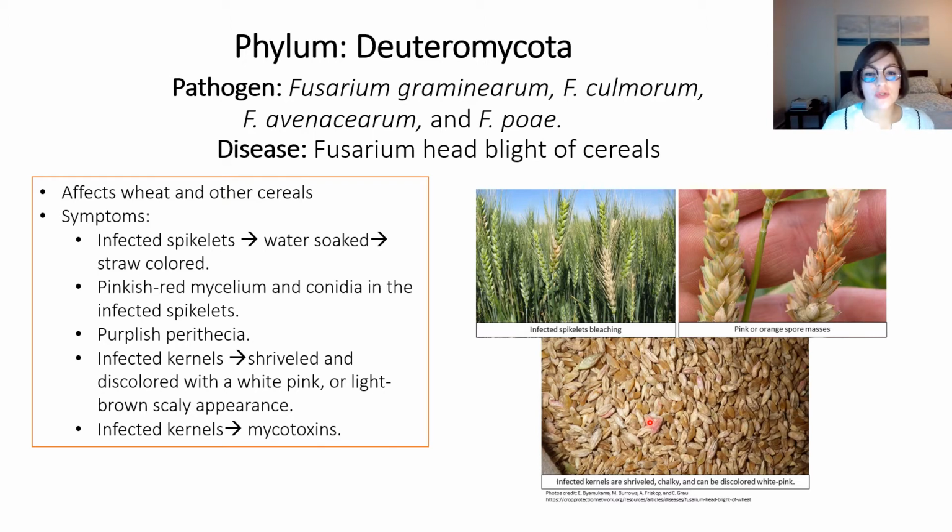Infected kernels are usually shriveled and discolored with white-pink, or they have a light brown scaly appearance, as we can see in this photograph. This disease is also important because the pathogens produce different mycotoxins which are harmful for humans and animals.